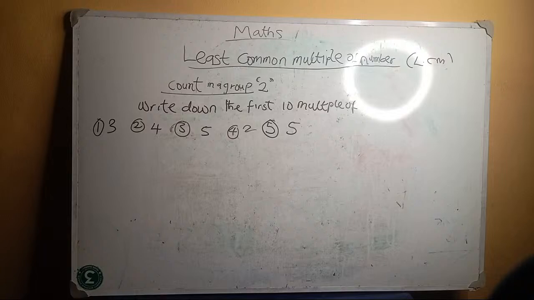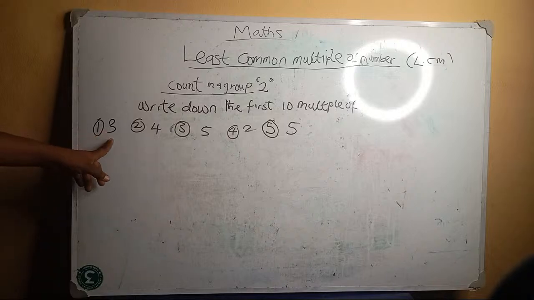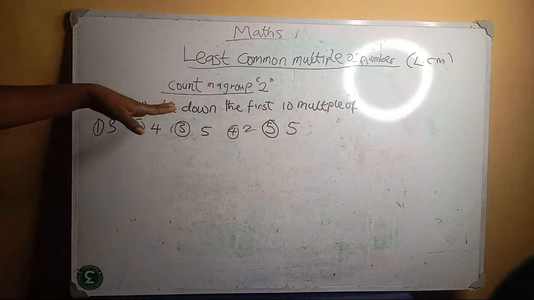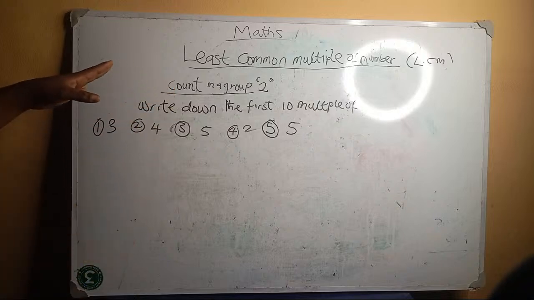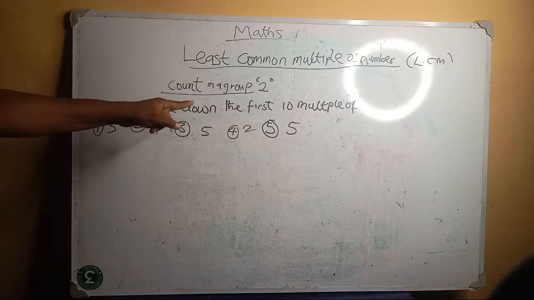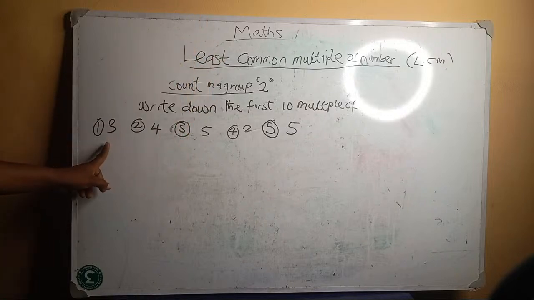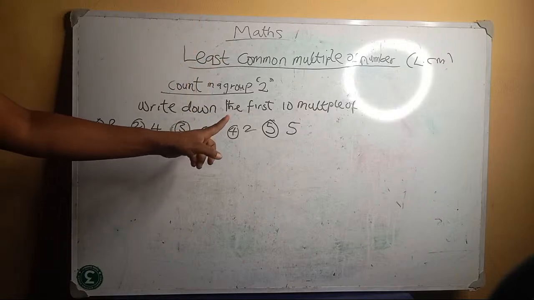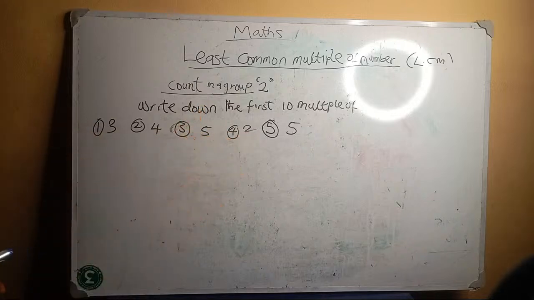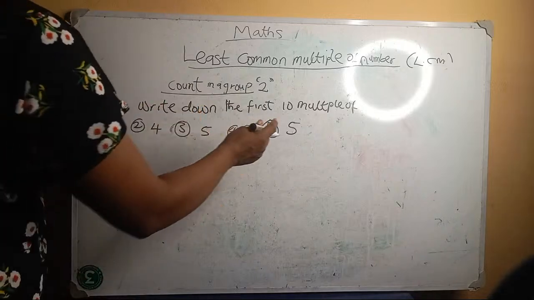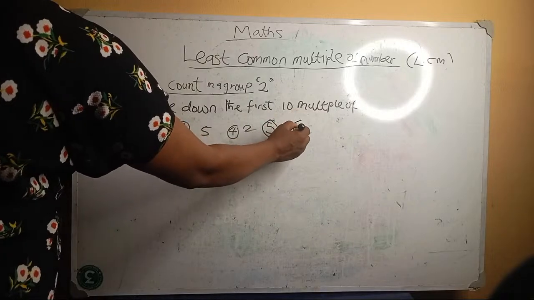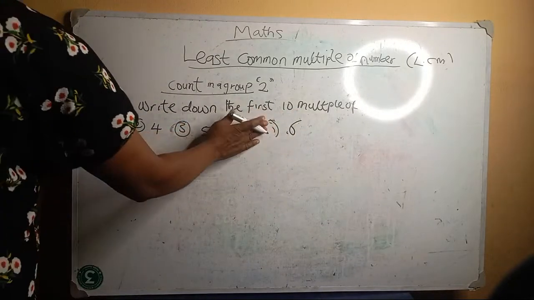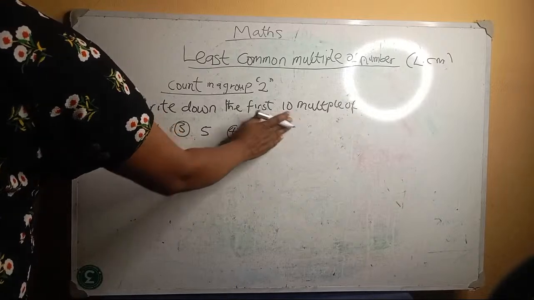What are you supposed to do? Number 1, what I ask you is to write the numbers that clearly can divide up to 10 numbers. You might see this on your exam, like those in primary 2. Write down the first 10 multiples of 3, 4, 5, 2, 5. Okay, let's change one of them to 6. Or we can stop at number 4.